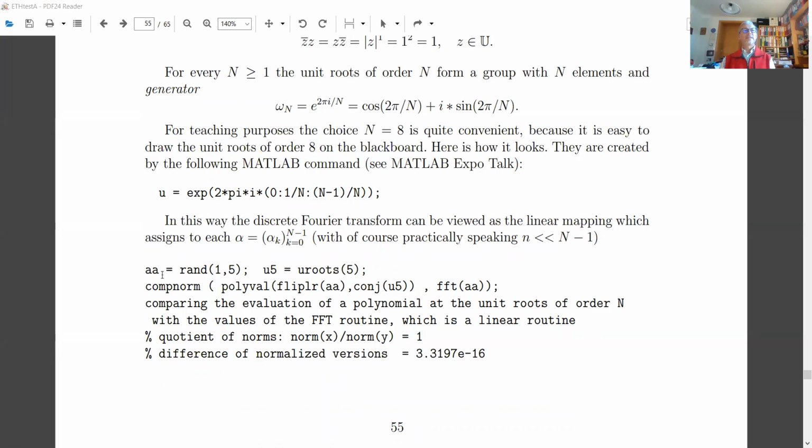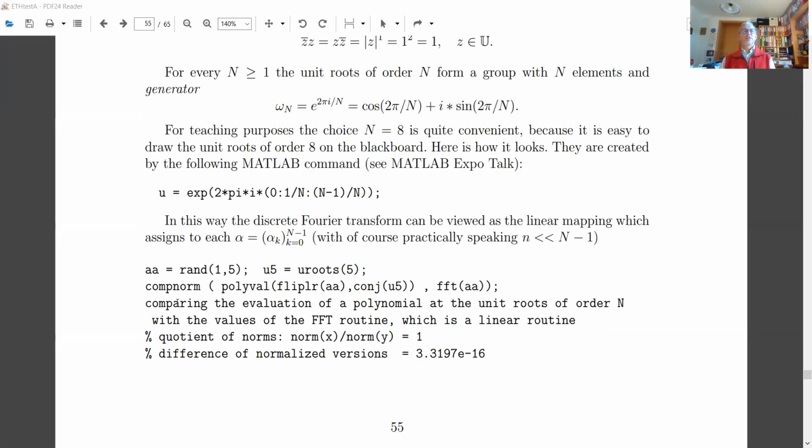If you want to see the values, of course, you display the values. You take a random vector. I personally like to use row vectors, but the FFT command is kind of harmless. It outputs row vectors when the input is a row vector. And I create in the same way, by this line above, the unit roots of order 5.